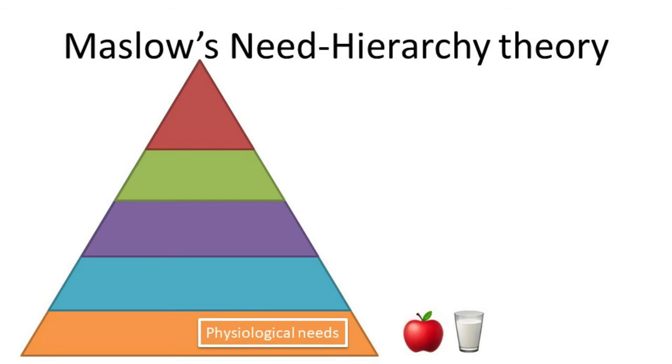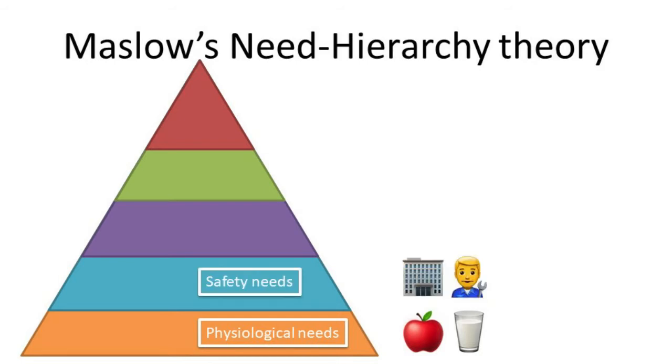Now, let's look at Maslow's needs hierarchy theory. The lowest level of the pyramid refers to physiological needs. For example, food, clothing, a living space, or anything that relates to the basic survival of a human being. The second level of the needs hierarchy theory is safety needs.